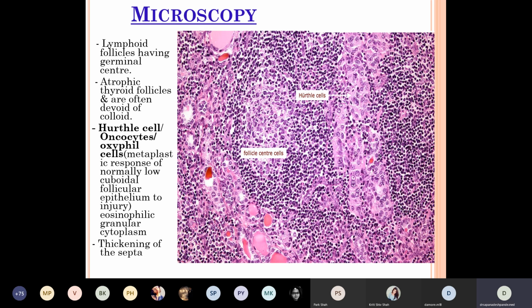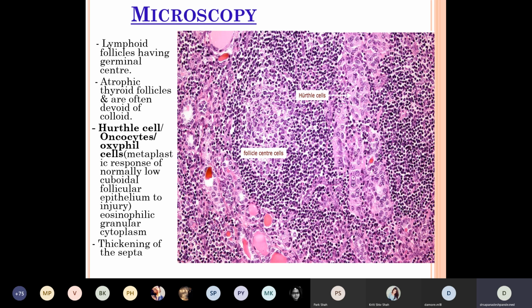What is more? H for Hashimoto's, and there will be Hurthle cells, H. So you should remember that way, H and H. Hashimoto's thyroiditis, Hurthle cells. Hurthle cells are also called oncocytes or oxyphilic cells. Okay, there are other names. So what are the Hurthle cells? You can see the follicles are lined by cells which are eosinophilic. That is, more of a reddish color will be present in the cells. These are called Hurthle cells.